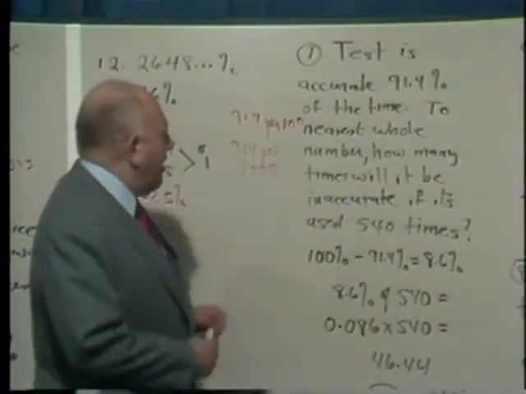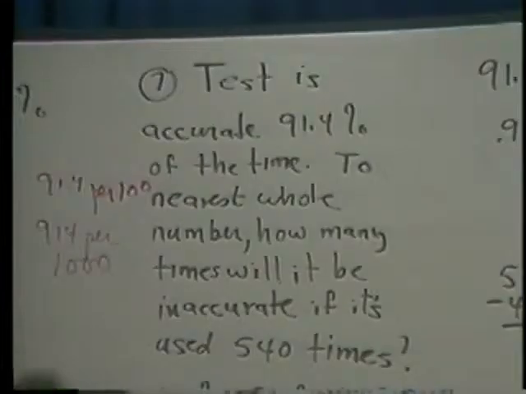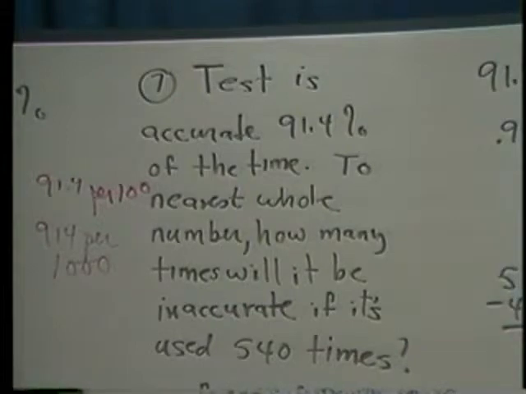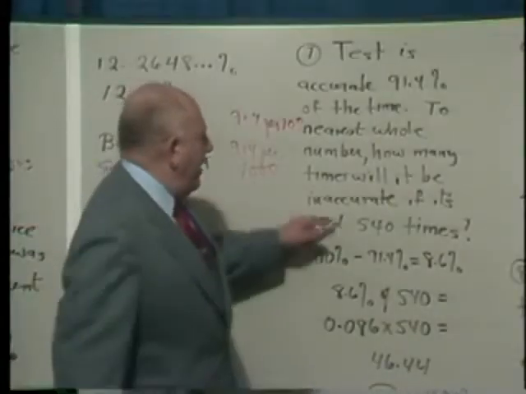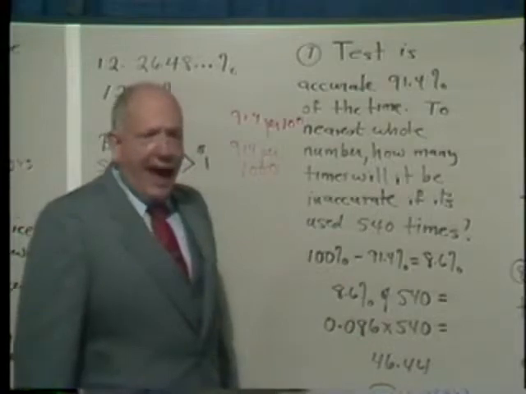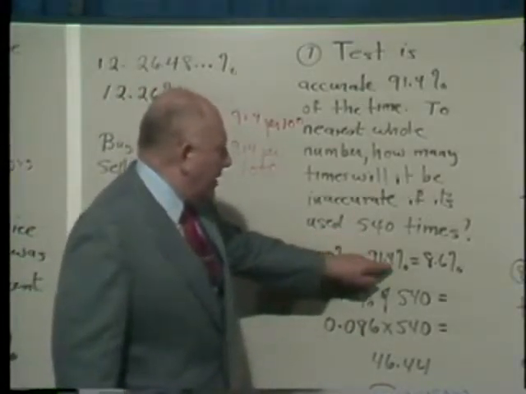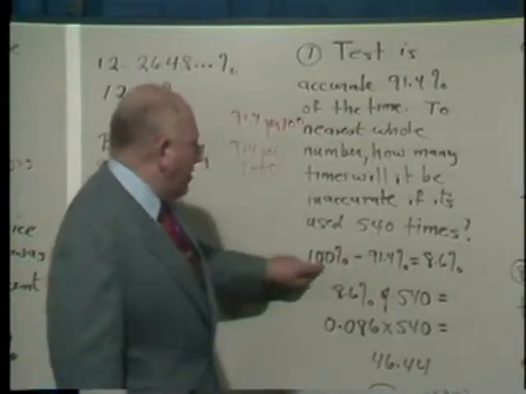And now what the problem says, to the nearest whole number, based on this success rate, how many times can you expect the test to be, and listen to the wording, inaccurate if it's used 540 times? Well, you see, the 91.4% refers to the accuracy rate. The inaccuracy rate must be the difference between the 91.4% and the rest of the time.